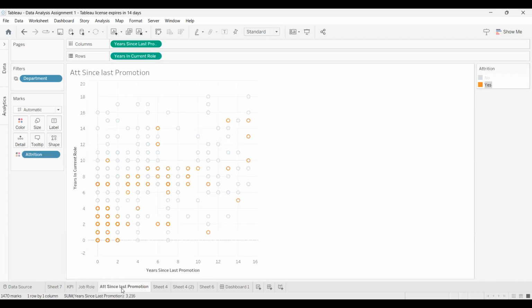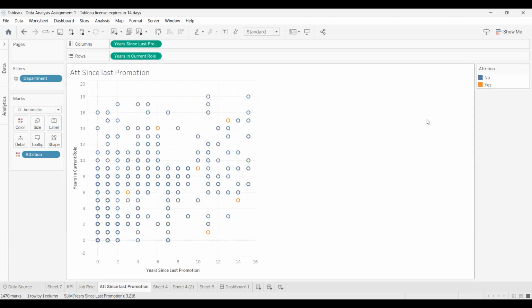And the next one is going to be the years in the current role versus the years since the last promotion was probably made for a particular individual. Now, when you look at this particular chart, generally this is how it would look if I unselected the attrition, either yes or no. So this is unselected, as you can see. This is for everyone in the company.